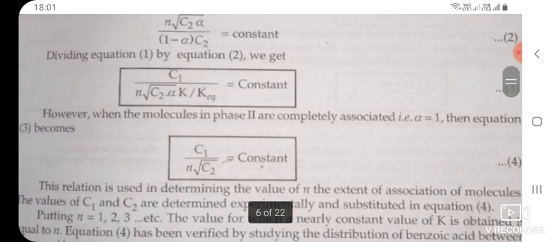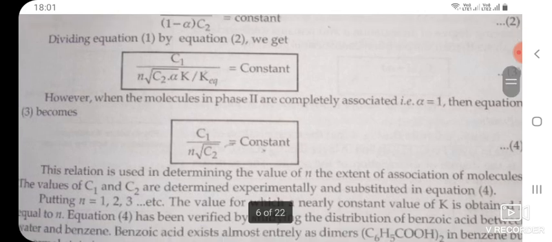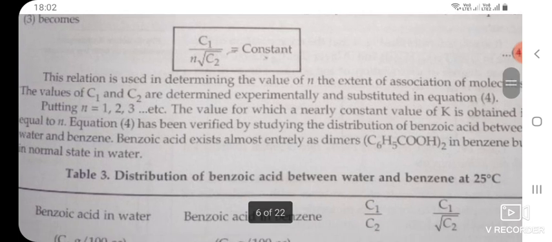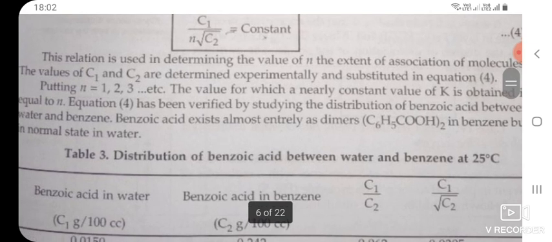Taking the nth root on both sides, however, when the molecules in phase 2 are completely associated, that is alpha is equal to 1, the equation becomes C1 upon nth root of C2 is equal to a constant. This relation is used in determining the value of n, the extent of association of molecules. The values of C1 and C2 are determined experimentally and substituted in equation 4, putting n equal to 1, 2, 3, etc. The value for which a nearly constant value of K is obtained is equal to n.